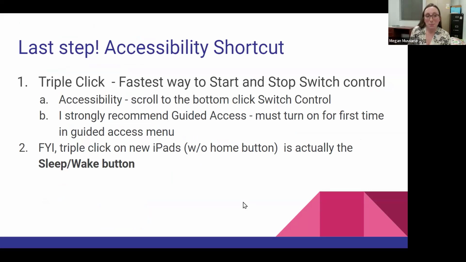The last step, and I'll show you the video for that really quick, is that you want to make the accessibility shortcut so that you can just tap the home button 3 times. Or on iPad Pro, you tap the power button 3 times because iPad Pro doesn't have a home button. So it's the same exact thing, just tap 3 times. Oh, and I put that right there. On the new iPads like the Pro, it's actually the sleep/wake button.